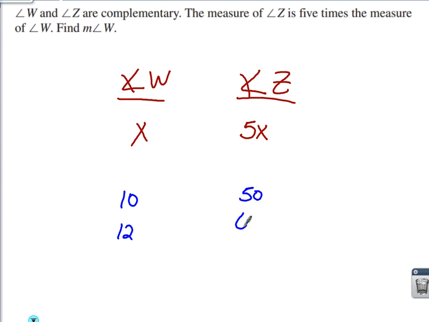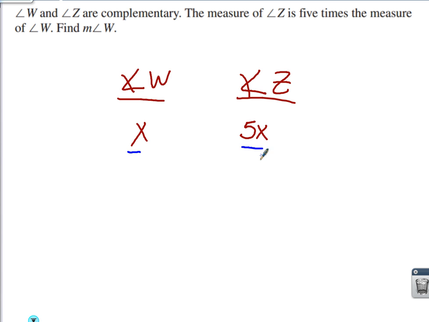Now, what if x is 12? That would make 5 times 12. That makes z 60 because it's 5 times bigger. What if it was 15? That makes z 75. And you can try that to see which ones add up to 90, which actually 15 is. That's going to be your two answers. The best way, you don't have to use trial and error.